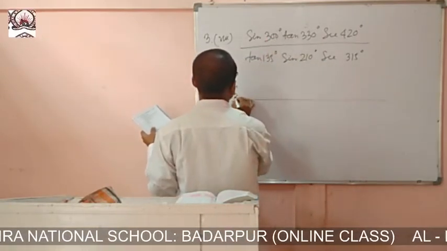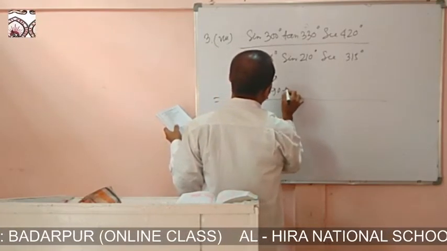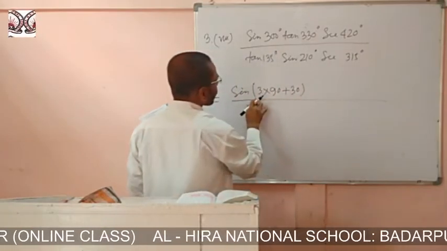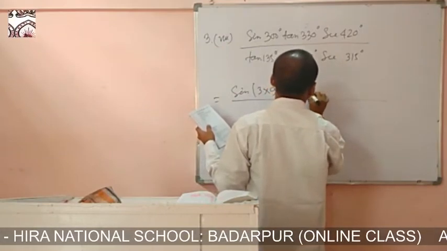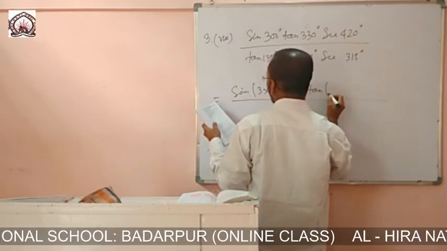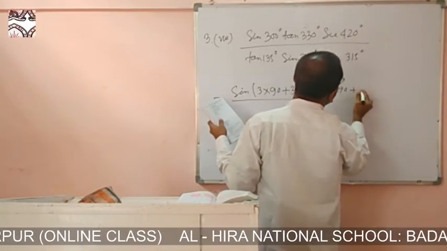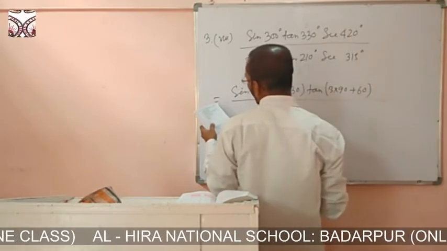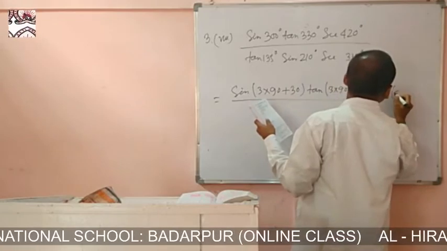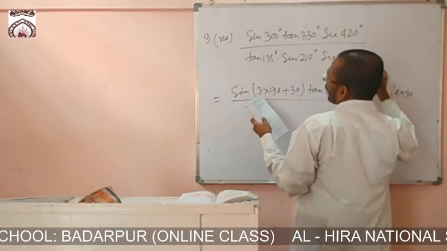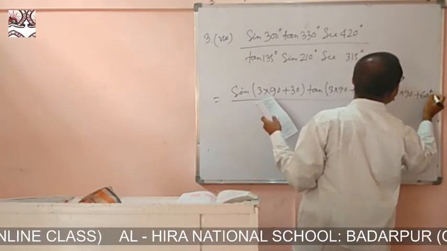Sine 300, if we break, then it will be 3 into 90 plus 30. 3 into 90 is 270 plus 30 is 300. Like this, tan, if we break, then it will be 3 into 90, 270 plus 60. And then sec 420, we can write 4 into 90 is 360, and 420 minus 360 is plus 60 degree.